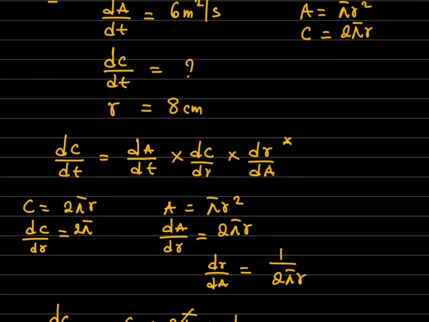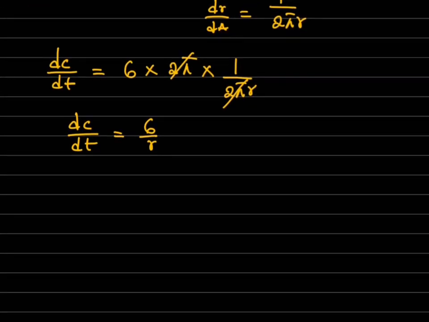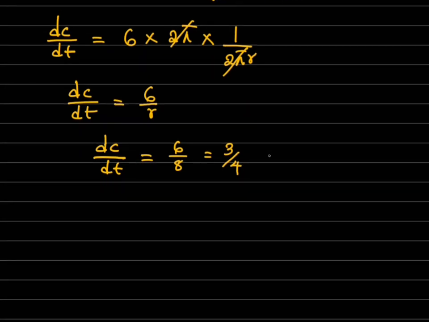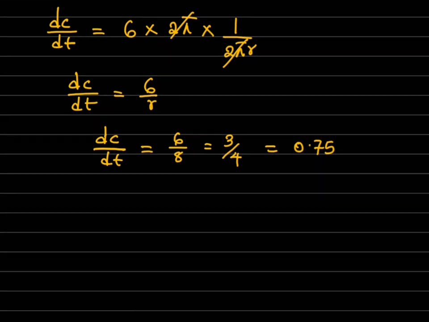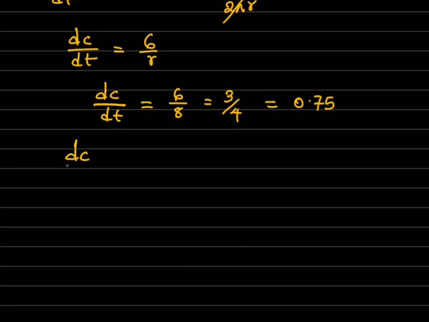But let's not forget that our r is 8. So we'll come down. dC by dt is going to give us 6 all over 8, which is the same thing as 3 over 4, which is the same thing in decimal as 0.75. Since it is rate of change, dC by dt is going to be 0.75 meter per second. This is the rate of change of the circumference.